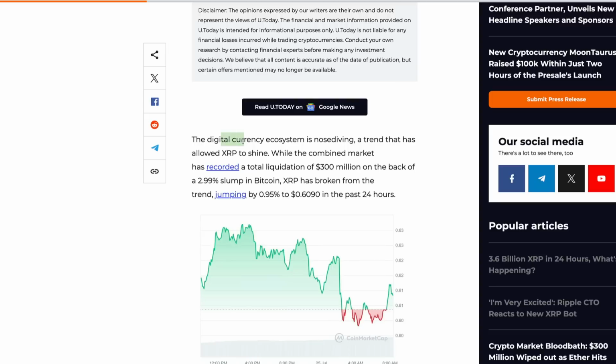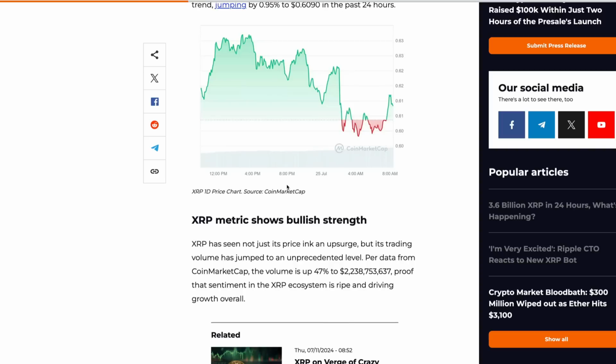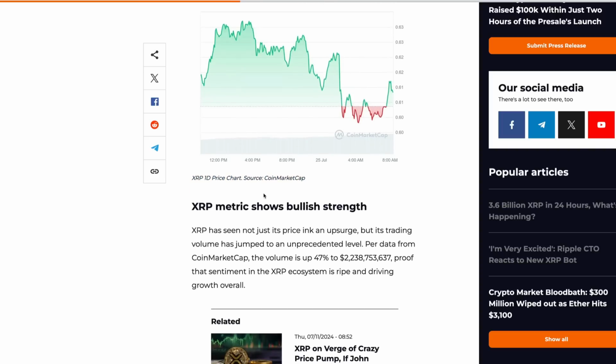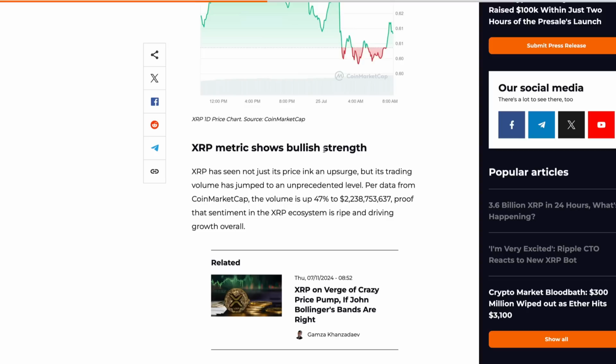The digital ecosystem is nosediving, a trend that has allowed XRP to shine, while the combined market has recorded a total liquidation of $300 million on the back of a 2.99% slump in Bitcoin. XRP has broken from the trend, jumping by 0.95% to almost 61 cents in the past 24 hours. So this was written a little while ago, but it does give you guys a sense of where we were. And the fact that XRP volume was up, at least according to CoinMarketCap, 47% to $2.2 billion, proof that sentiment in the XRP ecosystem is ripe and driving growth overall.